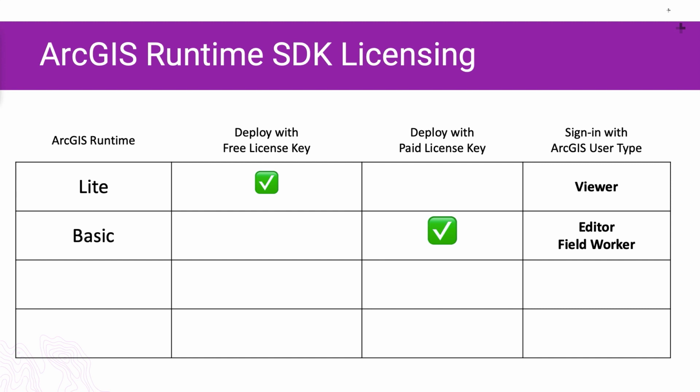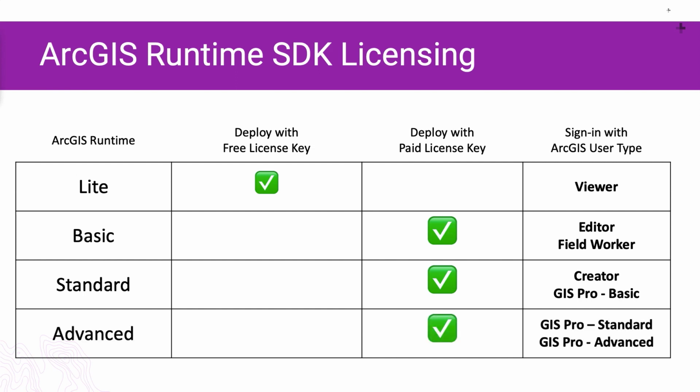The Basic level of runtime is enabled with a paid deployment license key, or if the user signs in with an Editor or Field Worker user type. The Standard version of Runtime is also enabled with a paid deployment license key, or if the user signs in with a Creator or GIS Professional Basic user type. And lastly, the Advanced version of Runtime can be enabled with a paid deployment license key, or if the user signs in with a GIS Professional user type at the Standard or Advanced level. Again, the Advanced version of Runtime is not available for AppStudio apps.